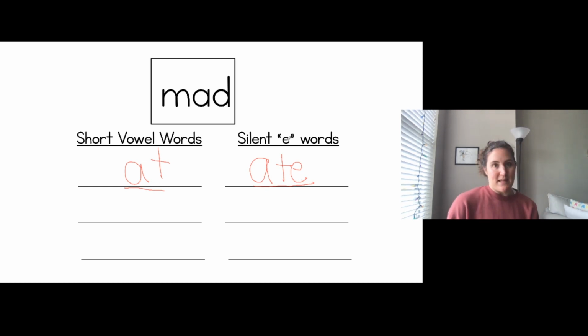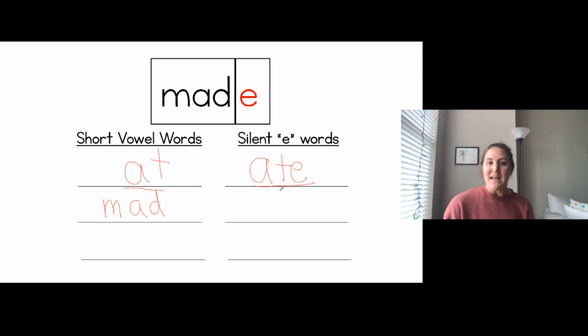Now I have a new word. Is there an E at the end or does it end in a consonant? It ends in a consonant D, so I'll make the short vowel sound. Mad. That's a word with a short vowel sound. Now it has an E at the end. When a word ends in an E, I need to make sure that I make the long vowel sound. So I'll say A. Made. That is a silent E word. Made. It has an E at the end because it's making the long vowel sound.